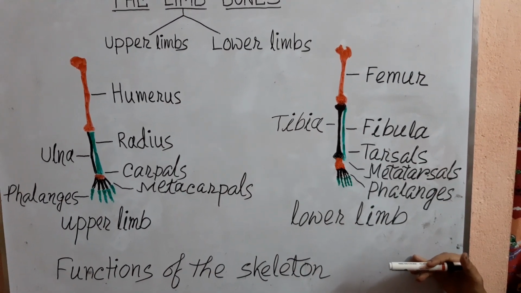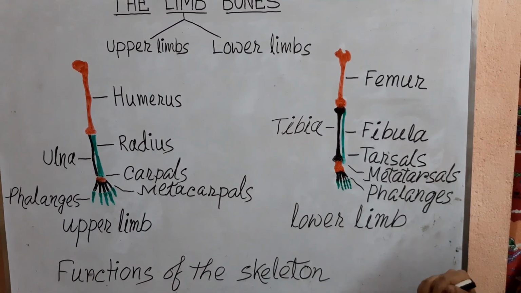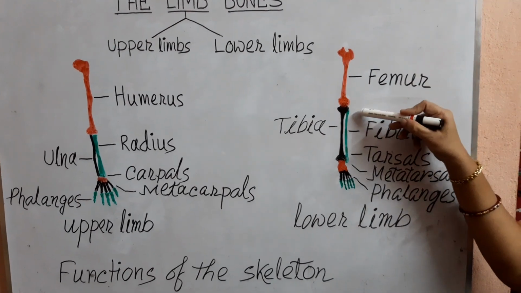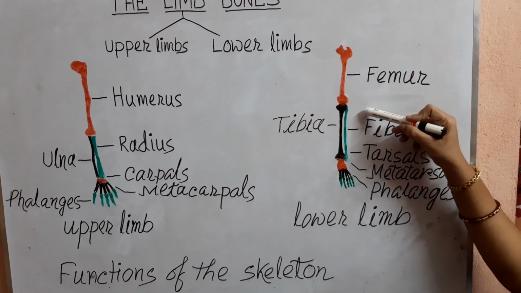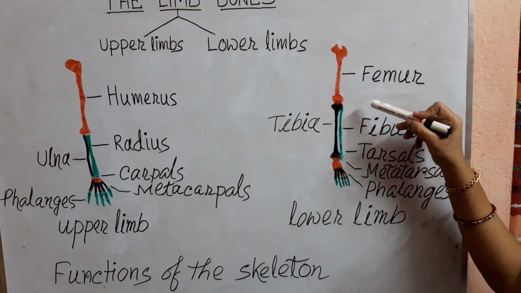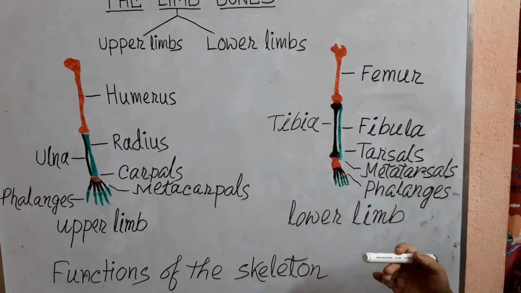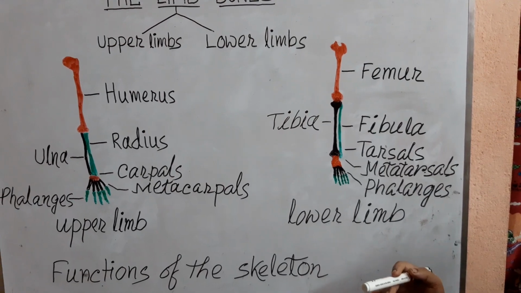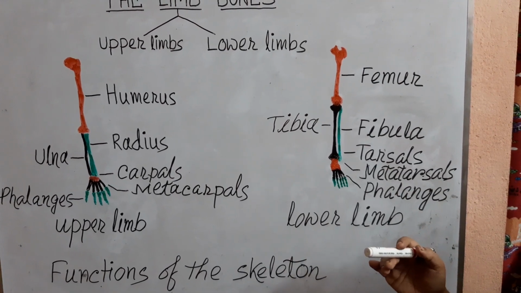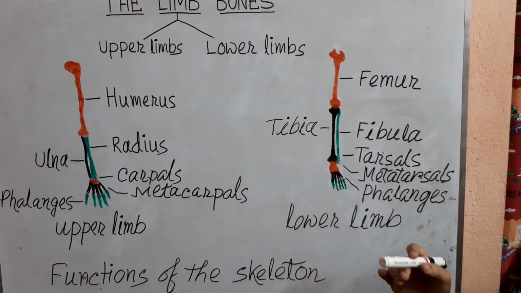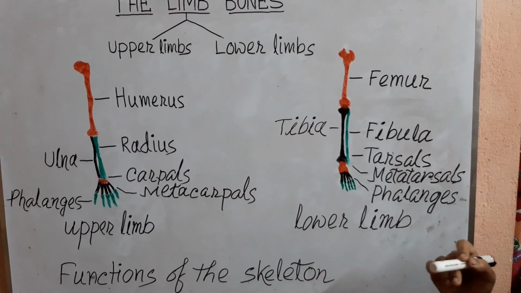Understood? Now, one thing, the long bones, as I told you that the femur or the thigh bone is the longest bone of our body. This type of long bones present in our body, they are hollow and they consist of soft spongy substances.